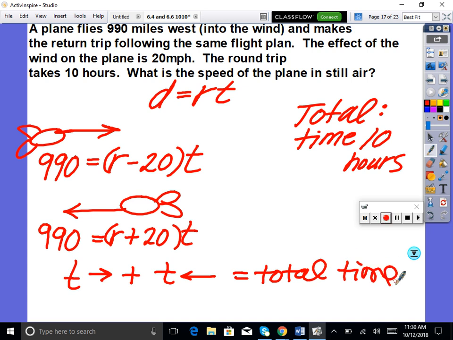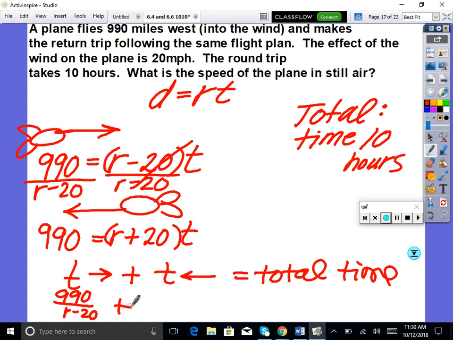So what was the time it took to get there? Well, look, solve for t. So 990 divided by r minus 20. Wouldn't that get t alone? So you'd say the time it took to get there was 990 over r minus 20. Then a plus sign. What was the time it took to get back? 990 divided by r plus 20.